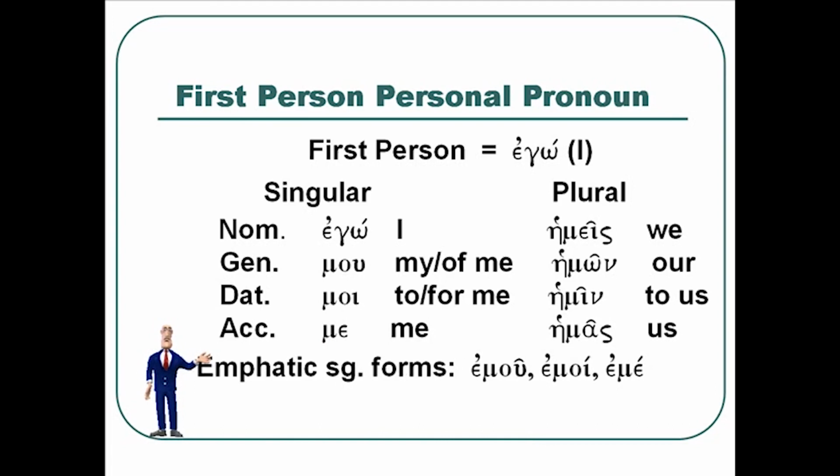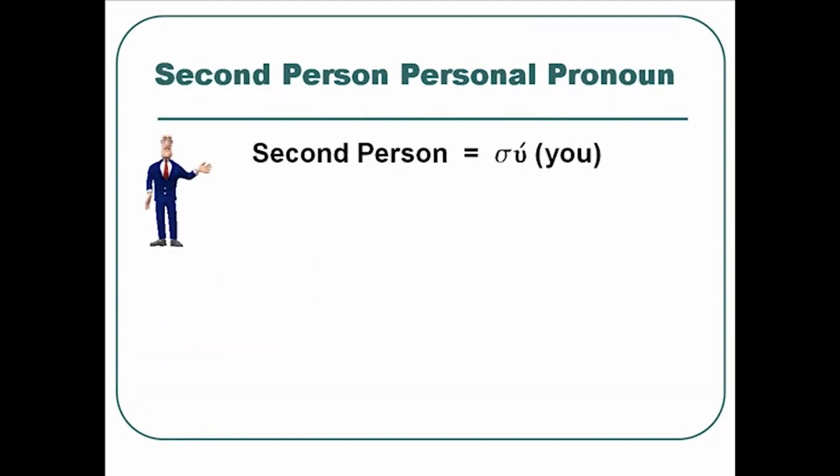The emphatic forms for the singular genitive, dative, accusative are emu, emoi, eme. You'll notice there's an epsilon added onto the front, and they also have an accent, so they're not proclitic. These are called the emphatic forms of the first person personal pronoun, and you'll notice they just come in the singular genitive, dative, accusative.